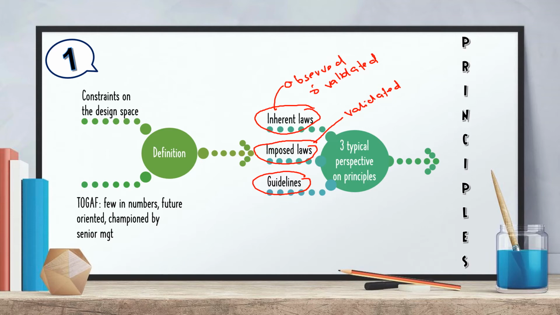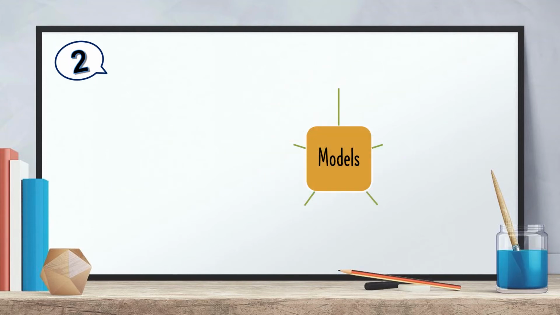So, in line with the definition of enterprise architecture that we have in class, we will primarily focus on the use of two perspectives, which are principles as imposed laws and also guidelines. The second key concept of EA is models. In general, models are a purposeful abstraction of reality.